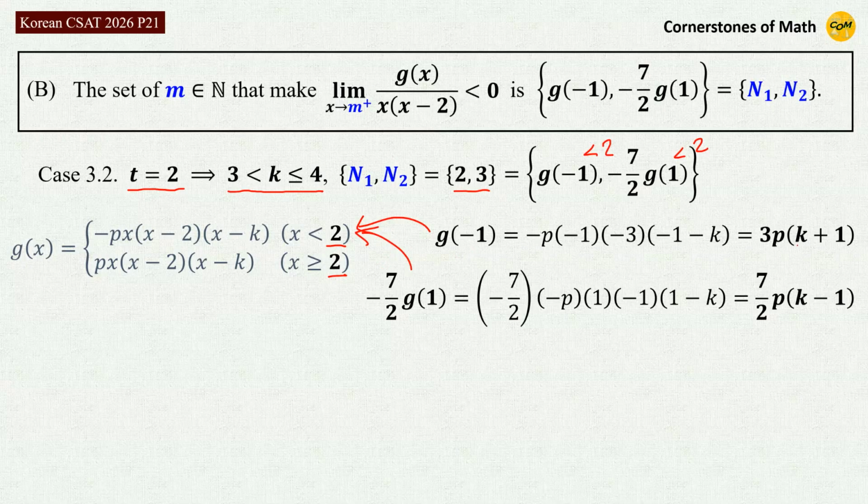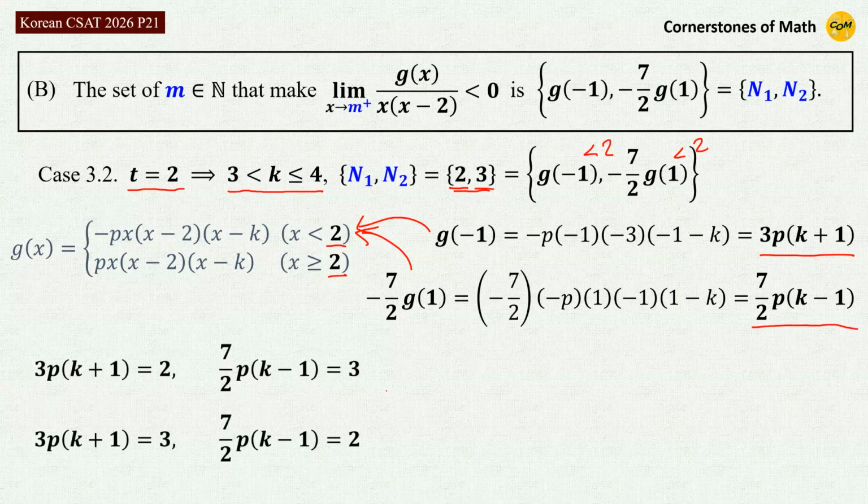This gives g of negative 1 is 3p times k plus 1, which is the same, but negative 7 over 2 times g of 1 is now 7 over 2 times p times k minus 1. And these must be 2 and 3. Unfortunately, we cannot decisively determine which one is the larger number, so we must consider both cases. The case where 3p times k plus 1 is 2 and 7 over 2p times k minus 1 is 3, and the case where 3p times k plus 1 is 3 and 7 over 2p times k minus 1 is 2.